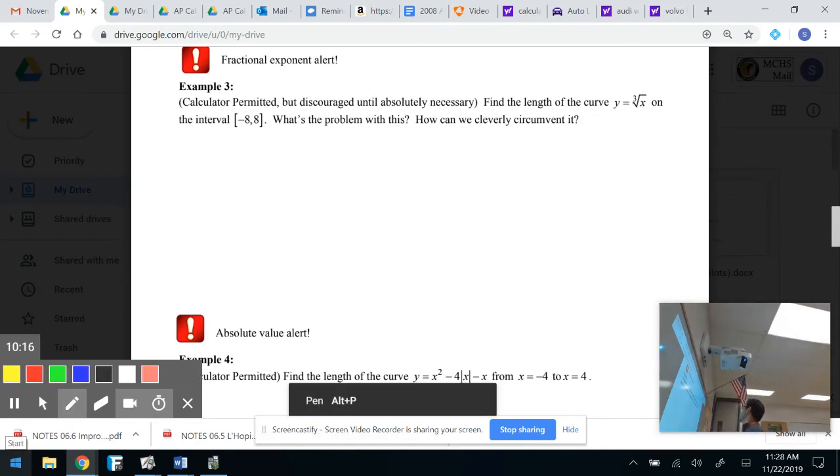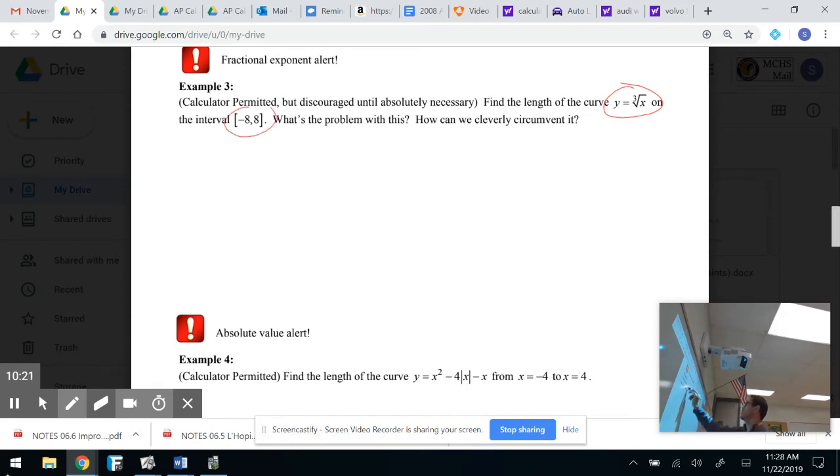All right, find the length of this curve right here. Oh, that shouldn't be too bad on that interval. That shouldn't be too bad. What's the problem, Liz? What are you talking about? How can we cleverly circumvent it? What is that thing talking about? Let's just do some work.